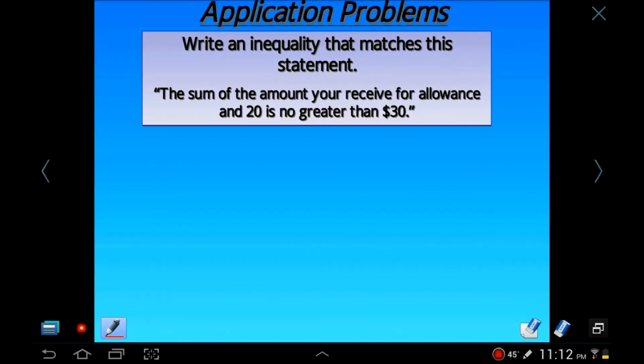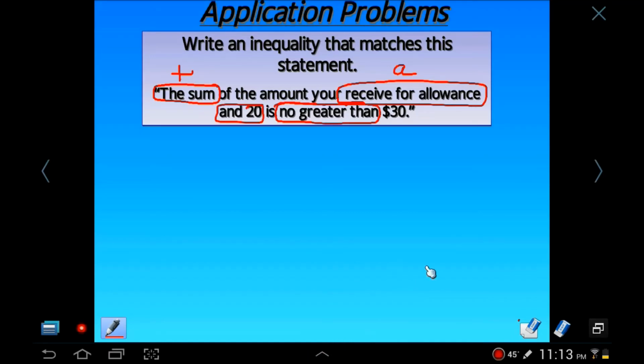Next problem right here: you have the sum of the amount you receive for allowance and 20 is no greater than $30. Kind of just look at this and pick apart the statement. The sum, that indicates addition, so you're going to be adding. The amount you receive for allowance, that's going to be our letter. Let's make that A. And 20, that means we're going to have a 20 in there.